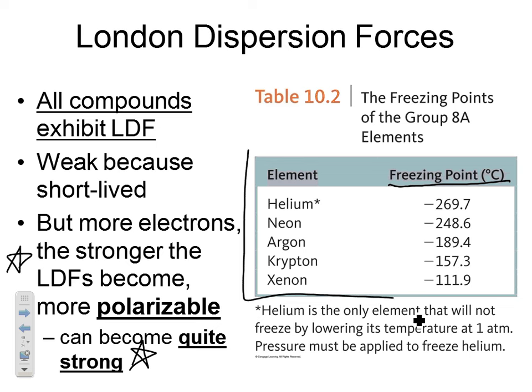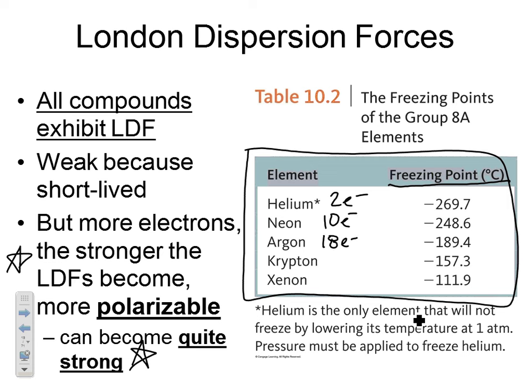And you'll see here in this chart, we have a comparison of the noble gases and their freezing points. This is actually an effect of the London dispersion forces. The stronger the London dispersion forces in this case, the higher the freezing point will be. Helium only has 2 electrons, versus neon has 10, argon has 18, krypton has 36, and xenon has 54. You'll notice that xenon has the highest freezing point. Convince yourself that negative 112 is much larger than negative 270 for helium.